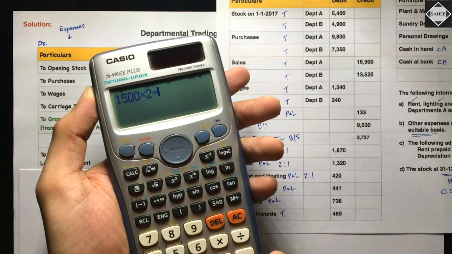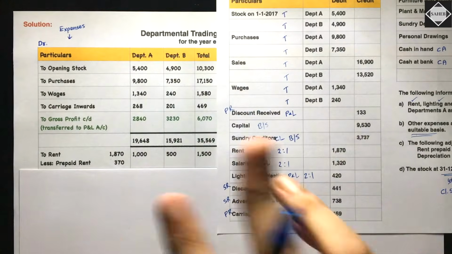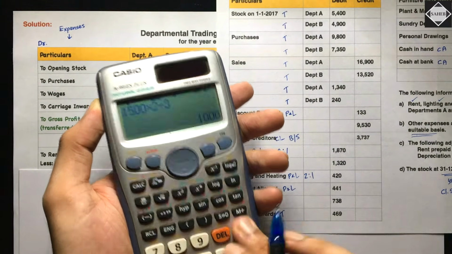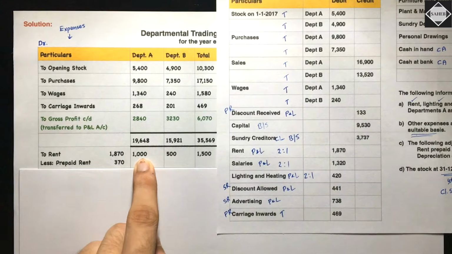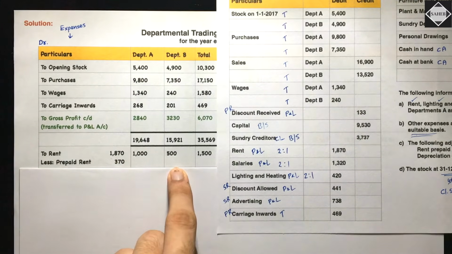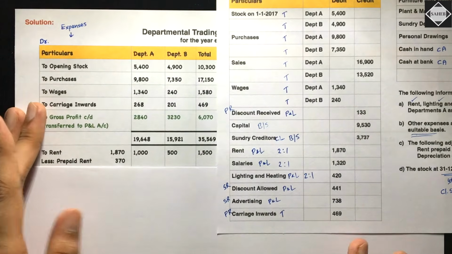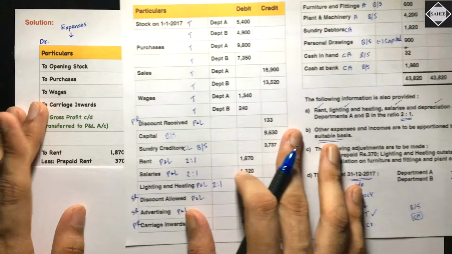1,500 into 2 divided by 3. 2:1, right? 2 plus 1, so that's 3. 2 divided by 3, that's equal to 1,000. Is it clear? Simple. So 1,000 for department A, and for the other department 500. 1,000 minus 1,500, that's 500. Clear? Simple. Next, what do we have?